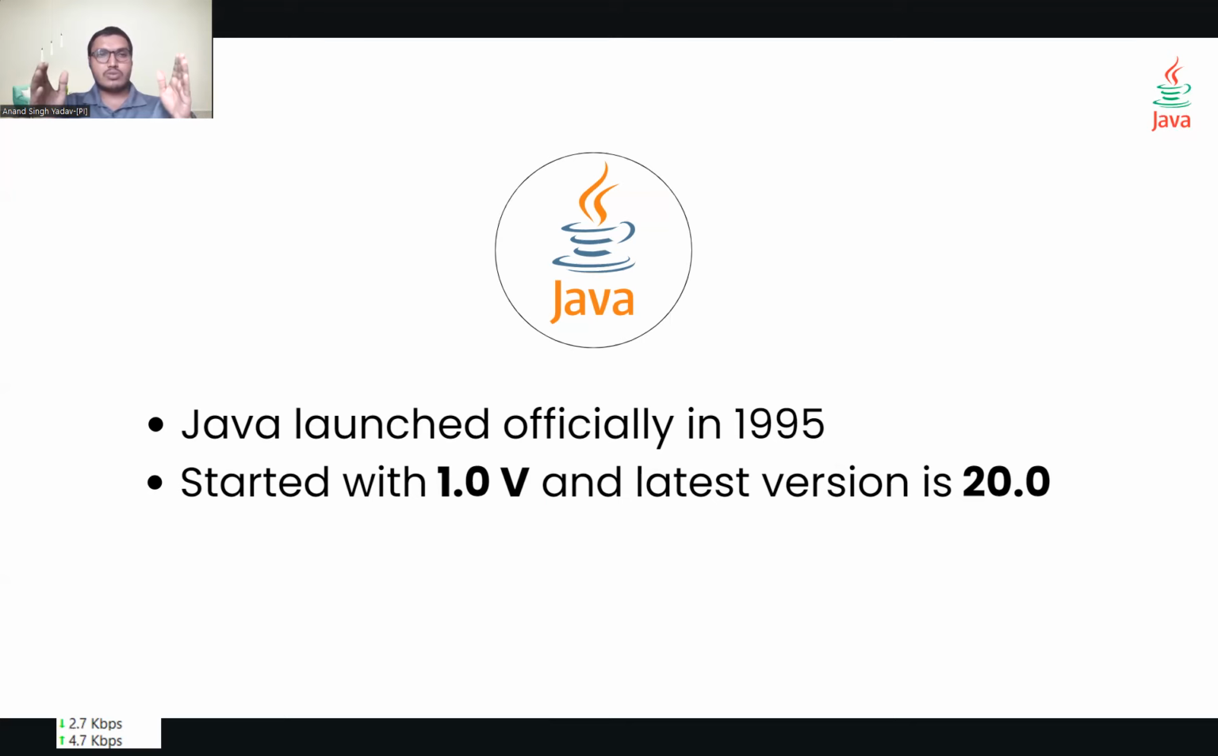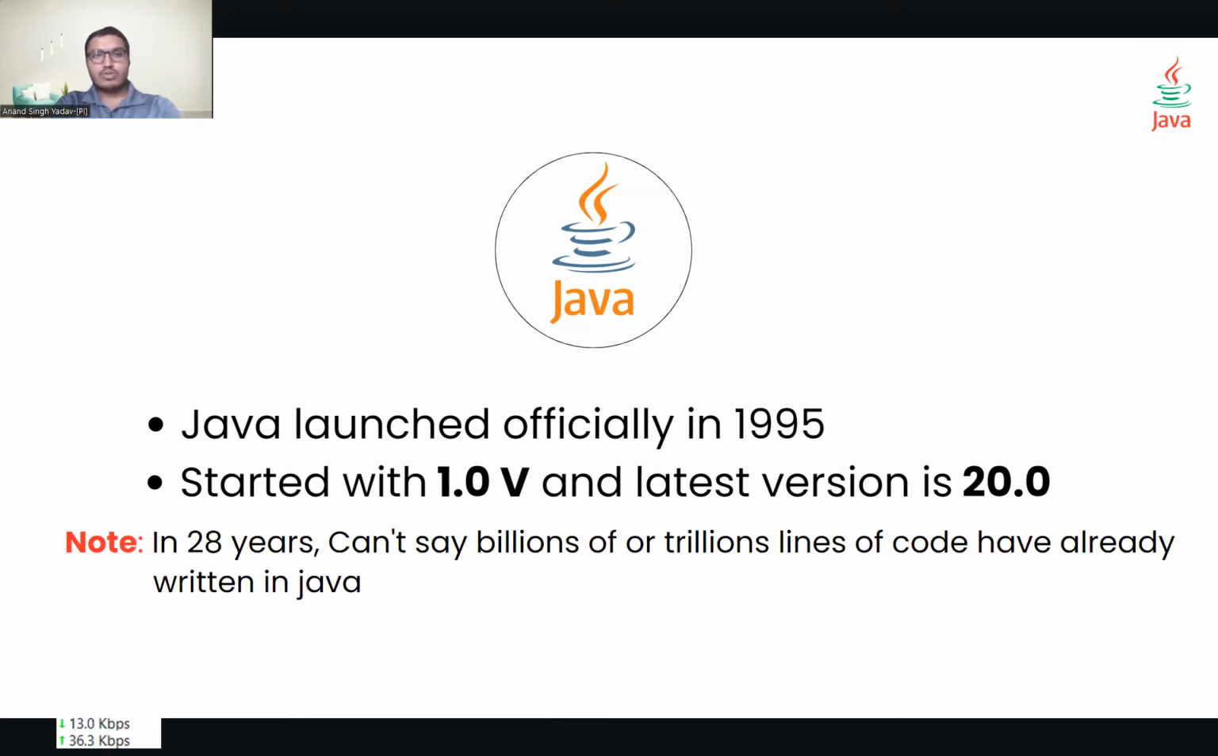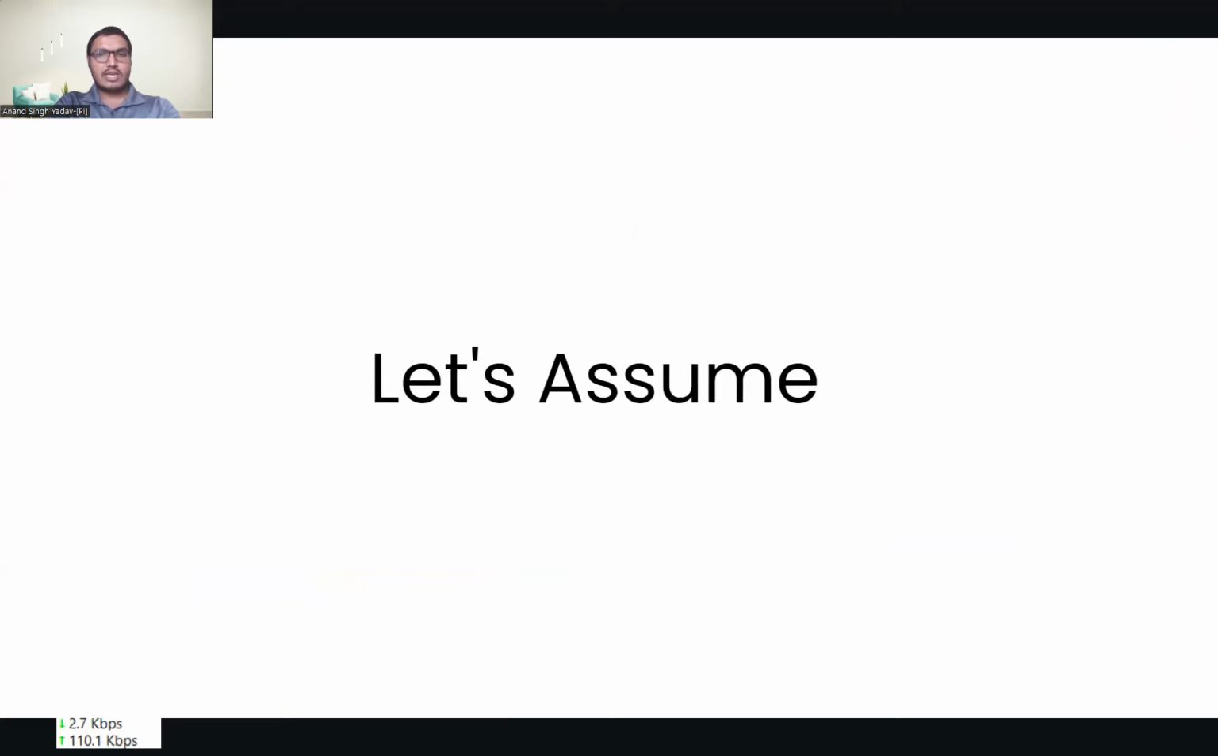They have written thousands, or billions of lines of code, they have already written, right? I can't say exactly, but billions or trillions of lines of code have already been written in Java, right? So let's assume one analogy.